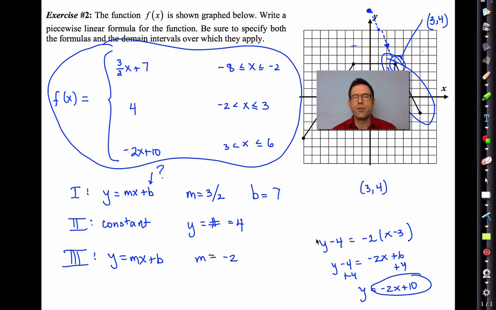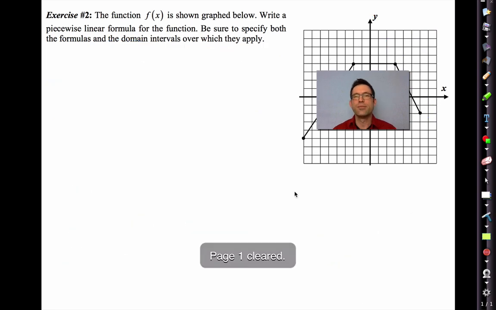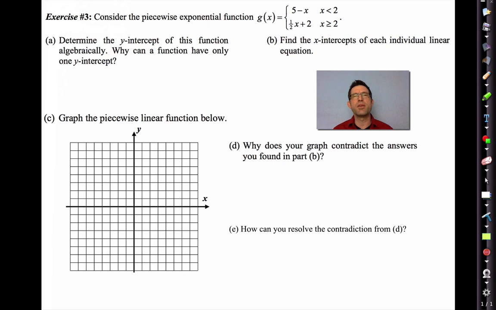Okay, well, pause the video now. Think about this. This is kind of a challenging one. All right. Now, piecewise functions can be very challenging, especially algebraically. All right, because they have these different formulas for different parts of their intervals.